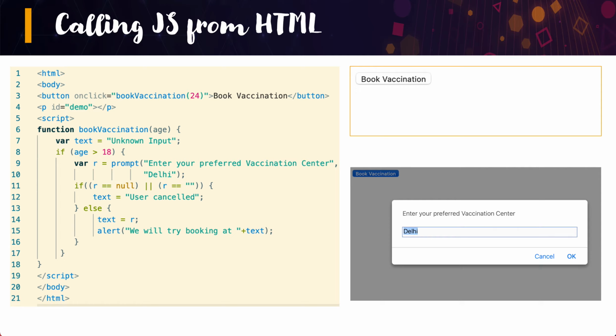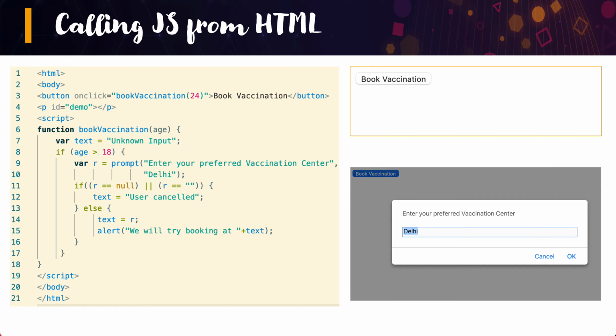The other direction, we want to call JavaScript from HTML, right? This is also there in the previous case where we said on click do something, but take the example on the screen on the left hand side. We have a JavaScript function between line number 6 and line number 18, and this function is called book vaccination. This is essentially doing a prompt to get some vaccination center and so on. This we have covered in one of our earlier lessons, so we'll not dwell too much into that aspect.